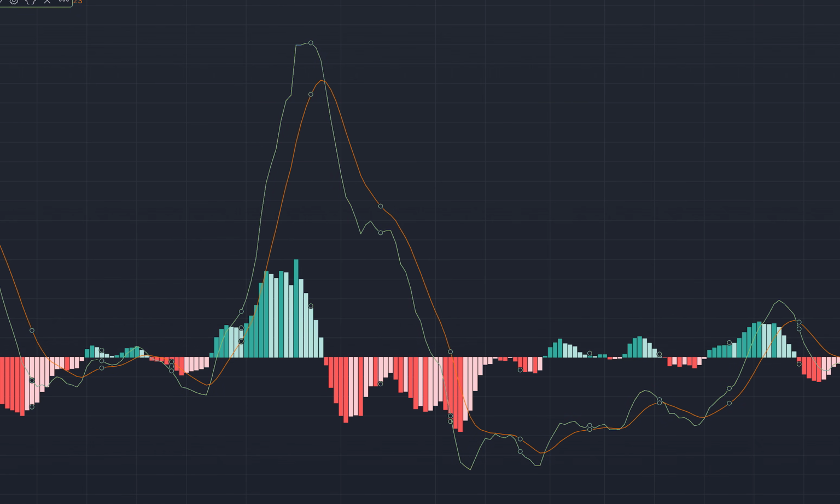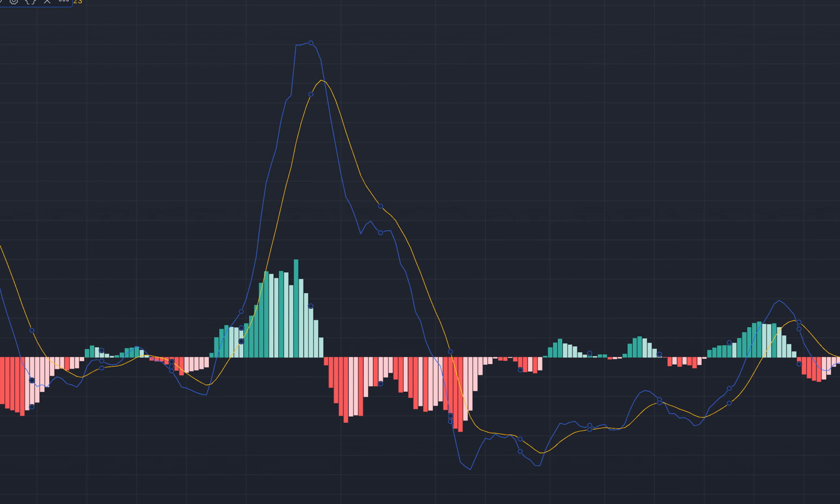First up is the MACD line. It is calculated by subtracting the 26-day exponential moving average from the 12-day EMA. The calculation is designed to show the relationship between the two averages, and it does so in a way that places emphasis on more recent price data.